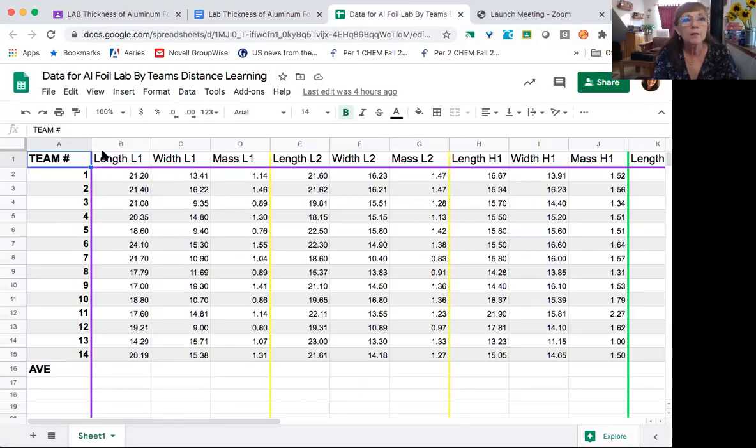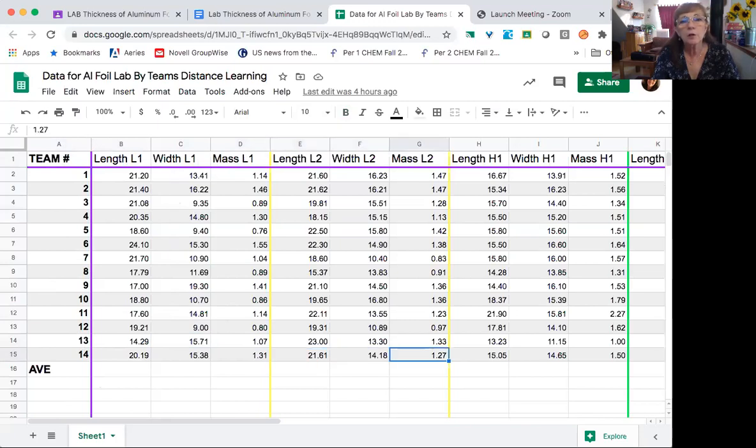So again, the columns, at the top is the heading. So this is the length for the first piece of light foil, L1. This is the width for the first piece of light foil. And this is the mass for the light foil first piece in grams, okay? And you picked whatever team number based on your breakout room number.